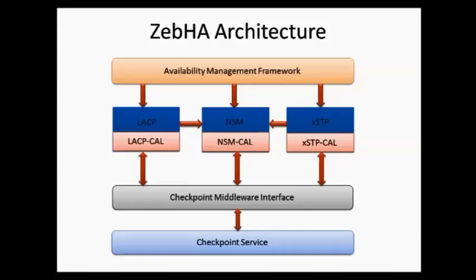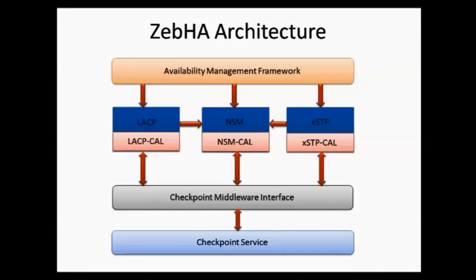This is the high-level architecture of ZebHA. As you can see, there are ZebOS components like LACP, NSM, and XSTP, spanning tree protocol, for which high availability service needs to be provided. So there are a few extra components added to the ZebOS platform, and these components are AMF, CAL, and checkpoint services. These are the backbone of ZebHA services.